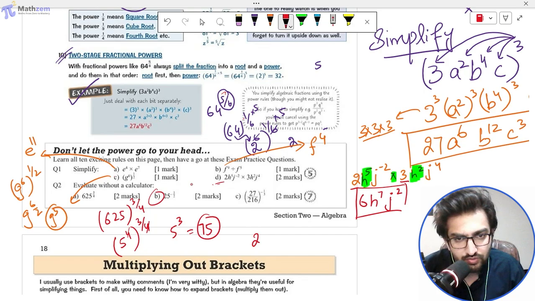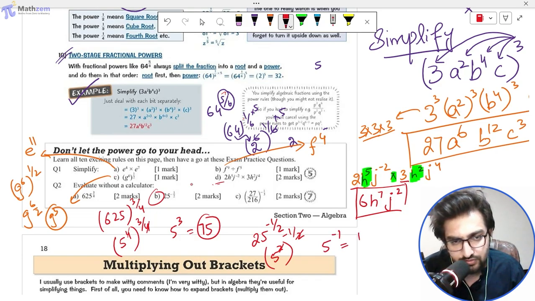Okay, you can solve that. 25 to the power minus 1 by 2. You can do it this way: I can write 5 squared in place of 25, and that will be to the power minus 1 by 2. This 2 will cancel out. 5 to the power minus 1 is the answer, but you can shift this to the denominator in order to make the minus positive. So 1 by 5 is the answer.